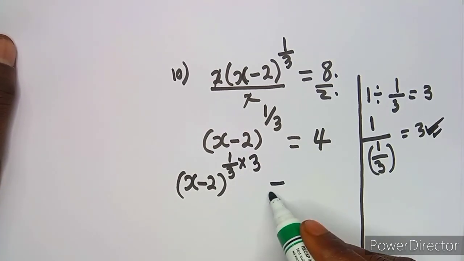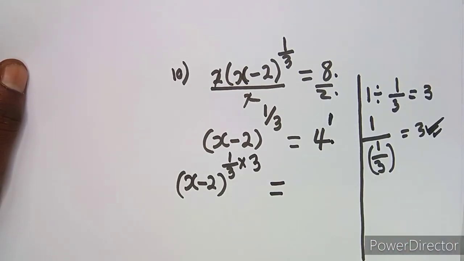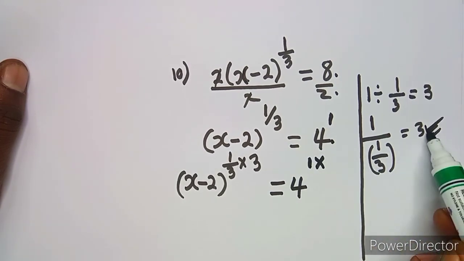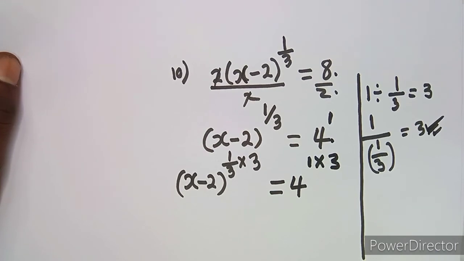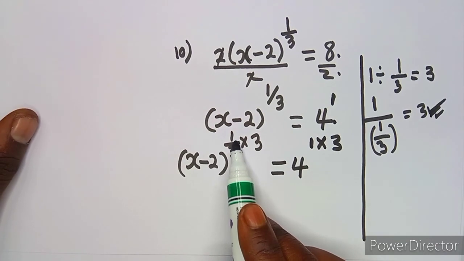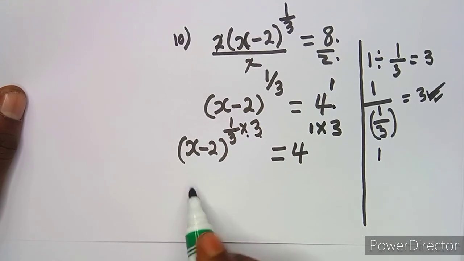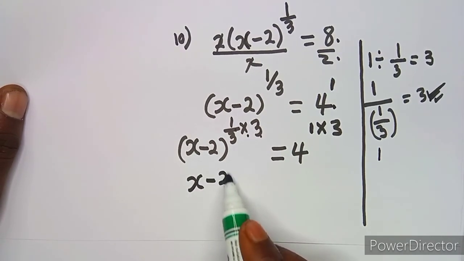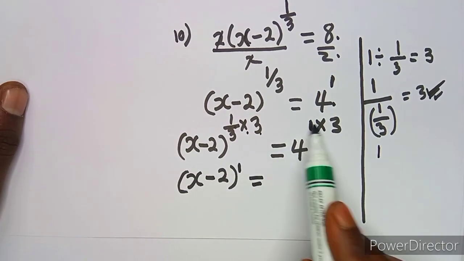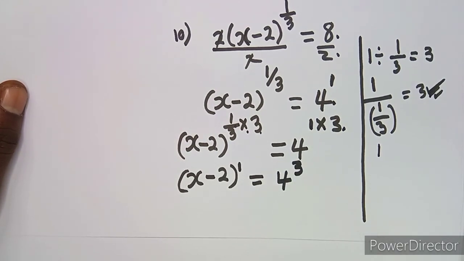Which is equal to 4, which is the same as 4 to the exponent of 1. So it's going to be 4 to the exponent of 1 times the inverse, which is 3. Now, as we can see, we can actually simplify this. 1 over 3 times 3 is going to give you a 1 from your calculator. So you're going to be left with x minus 2 to the exponent of 1, which is equal to 4 to the exponent of 1 times 3, so it's going to give us 4 to the exponent of 3.